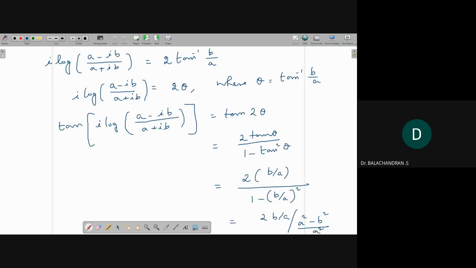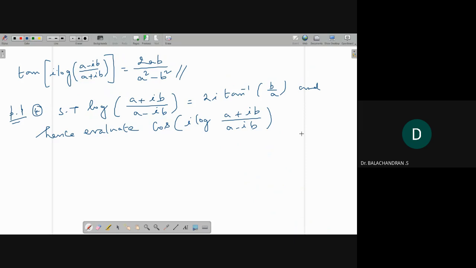Okay, here you need a formula. Which formula do you need? Cos 2 theta formula, yes, correct: 1 minus tan square theta divided by 1 plus tan square theta. Yes, sir.